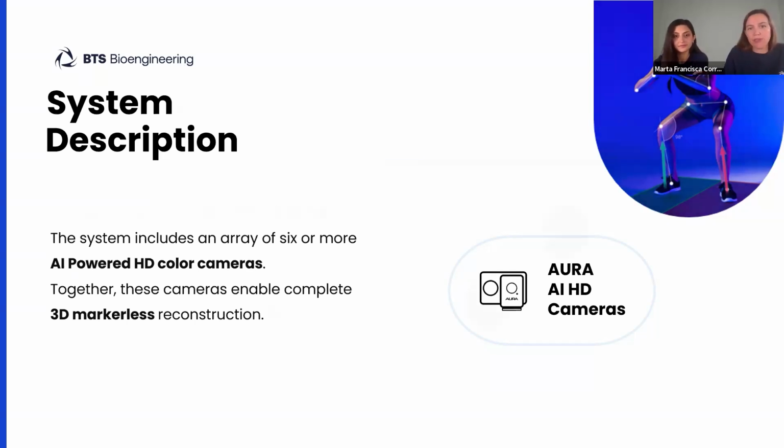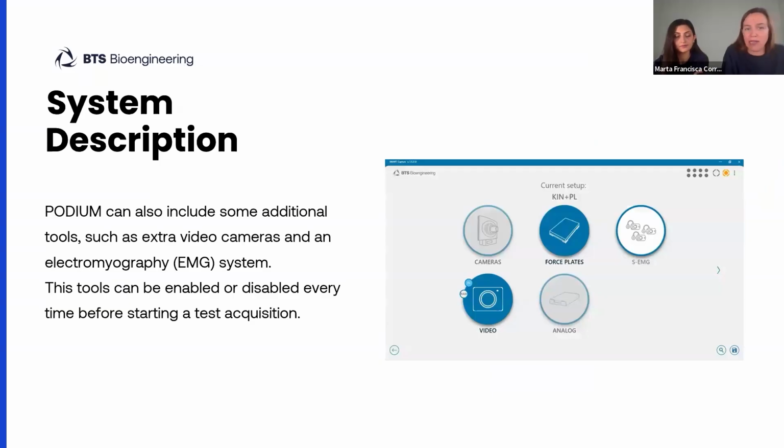And everything is combined and collected by the software, the same software that collects all the information of all the hardware. And of course, PODIUM can also include some other additional tools, such as extra video cameras and surface electromyography, EMGs, that are also naturally integrated in the system. These tools can be enabled or disabled every time before starting the test acquisition. So it's a scalable system that can be personalized based on the type of athlete or patient in front of you.